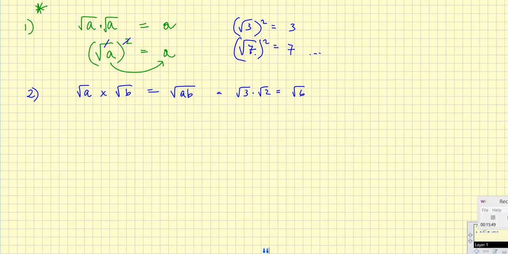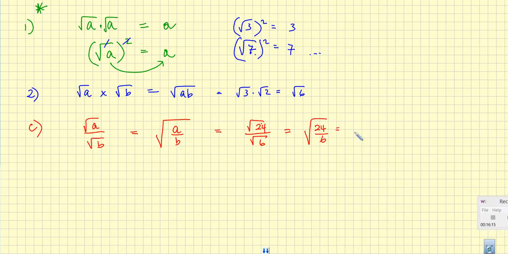Okay, our third rule is with division. If I have the square root of a divided by the square root of b, I could place them under the same square root, divide them first, and then take the square root. For example, if I had the square root of 24 divided by the square root of 6, that would become the square root of 24 divided by 6, which equals the square root of 4, and the square root of 4 is 2. So these are 3 important rules that you should be aware of when we're looking at radicals.